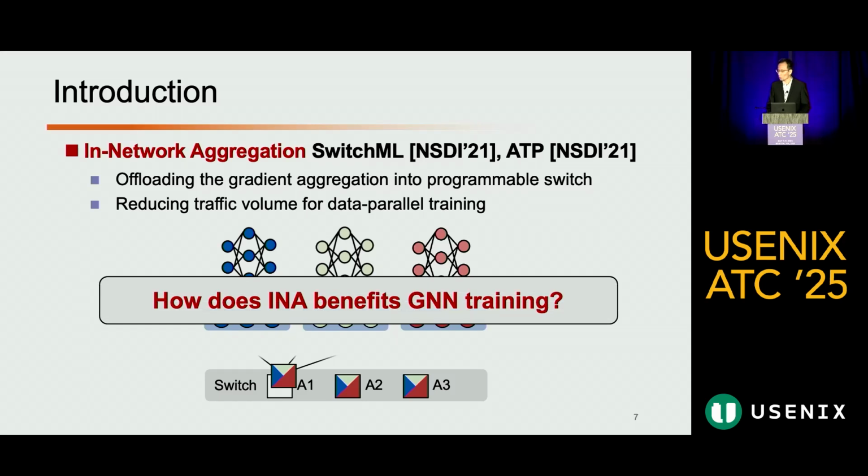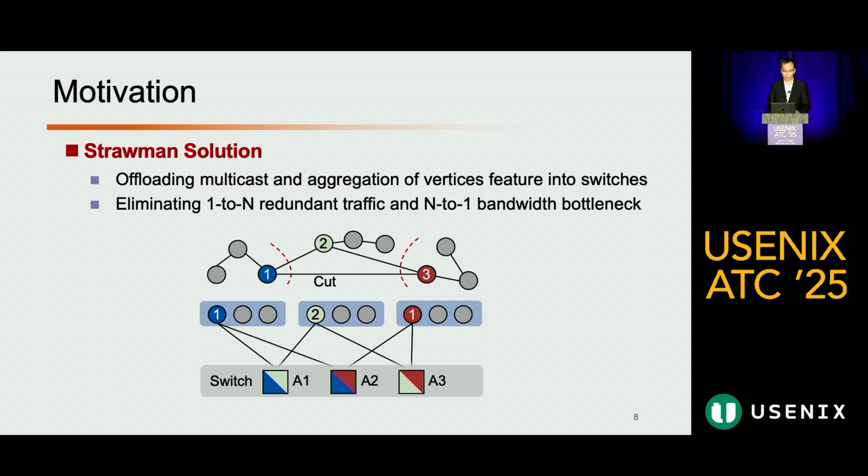But this begs the question, how does in-network aggregation benefit GNN training? While in-network aggregation improves training efficiency, it does not account for the actual graph topology, like which vertices are connected in the GNN. To make in-network aggregation effective for GNN training, we need aggregation schemes that align with the graph's connectivity and learning objectives.